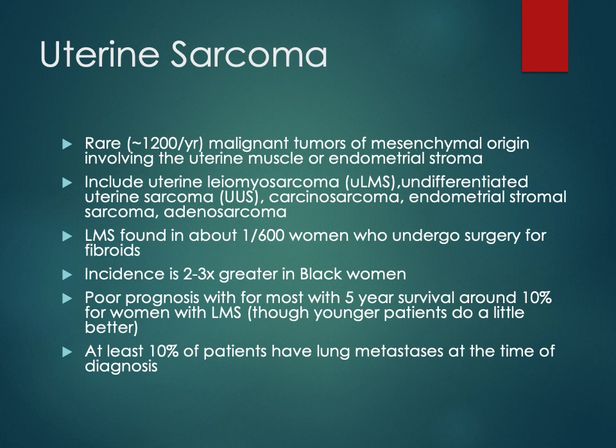Usually carcinosarcomas we include with the endometrial type, although there's a sarcoma component to that. So leiomyosarcoma is found in about 1 in 600 women who undergo surgery for fibroids, and that is something that we talk about with our preoperative counseling. And again, for Black women, the incidence is about 2 to 3 times greater than in matched white women. There's a poor prognosis with these sarcomas, and at least 10% of patients have lung metastasis at the time of diagnosis.